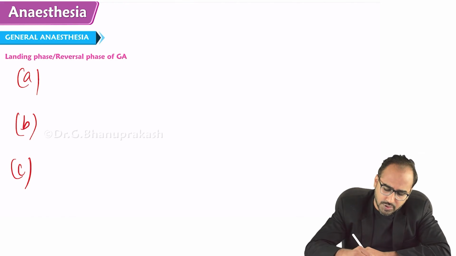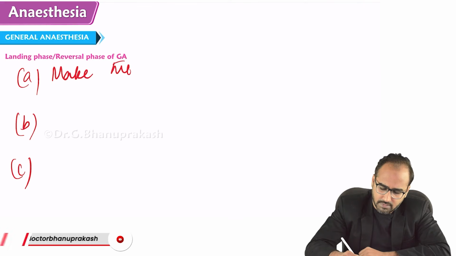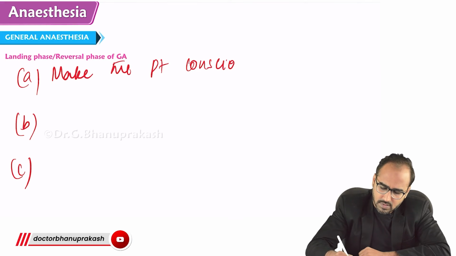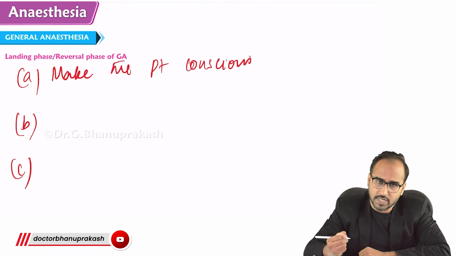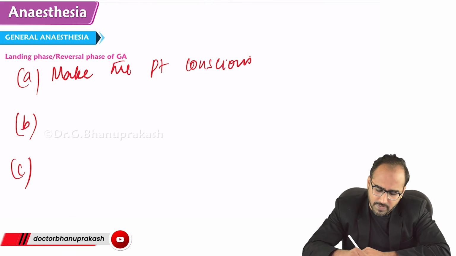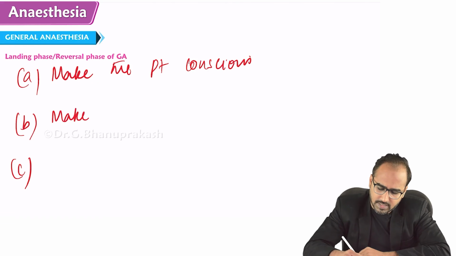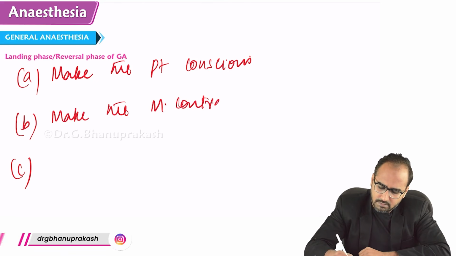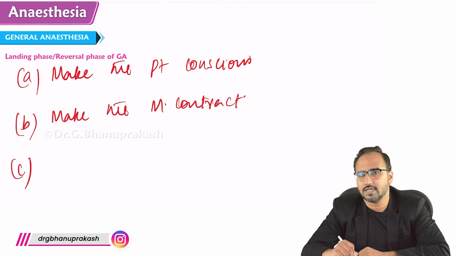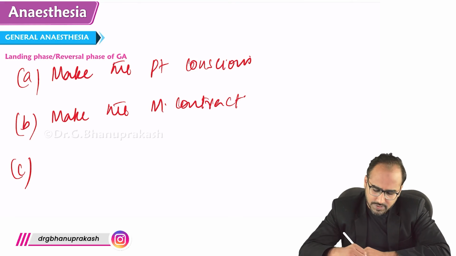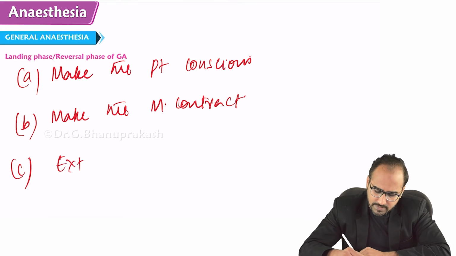Surgery is done. Now you should do what? Make the patient conscious. Once you make the patient conscious, the second aim would be what, guys? Make the muscles contract. And now the surgery is done. Now you have to remove the endotracheal tube. So third aim in the reversal phase would be what? Extubate the patient.